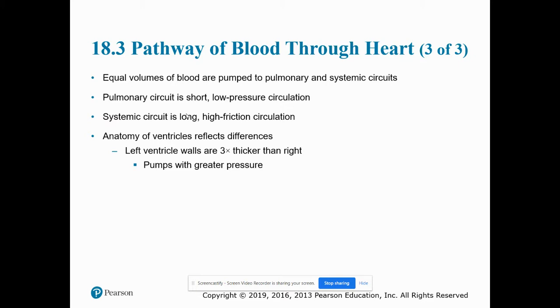So equal volumes of blood are pumped to the pulmonary and systemic circuits. However, the pulmonary circuit is short and it's a low pressure circulation. The systemic circuit is long and it's high friction circulation. The anatomy of the ventricles actually reflects the differences here. And what this means is that the left ventricle, which is going to pump through the systemic circuit, is 3 times thicker than the right ventricle that pumps through the pulmonary circuit.